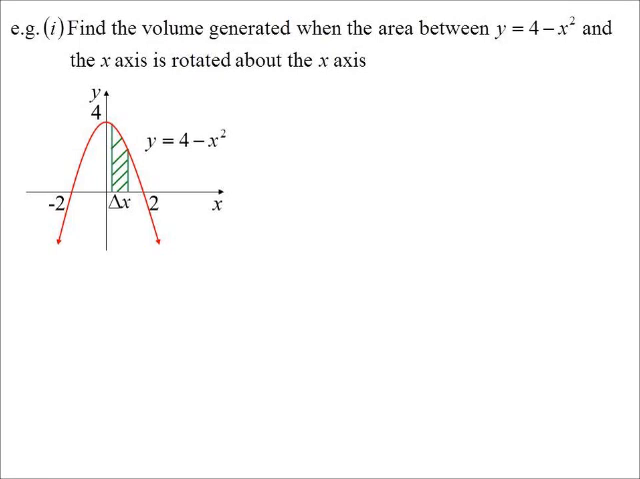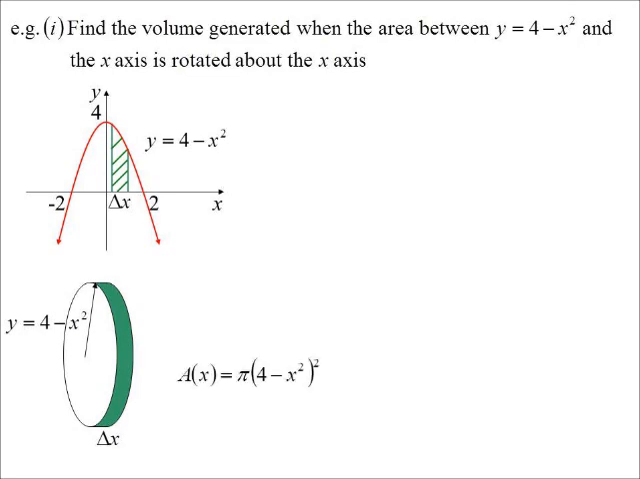So it's vertical there, which means the thickness I'm looking at is in terms of x. I want to do this in terms of the x value. So if I was to rotate that, there's my slice, I end up with a cylinder. The radius is the y value, but in terms of x, that's 4 minus x squared. So I know that the area of that circle would be pi times the radius squared, so pi times 4 minus x squared squared.